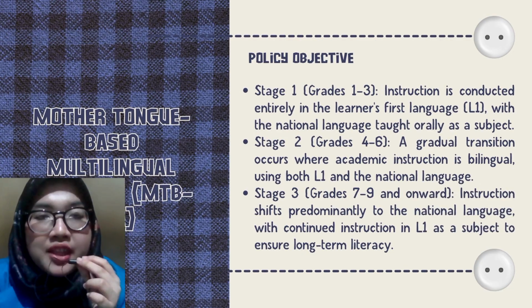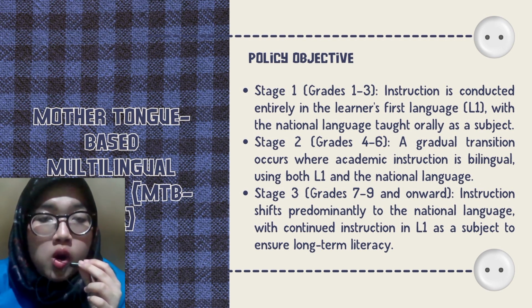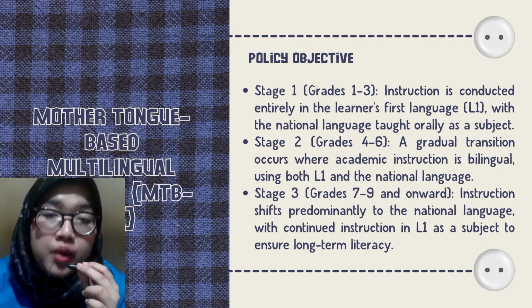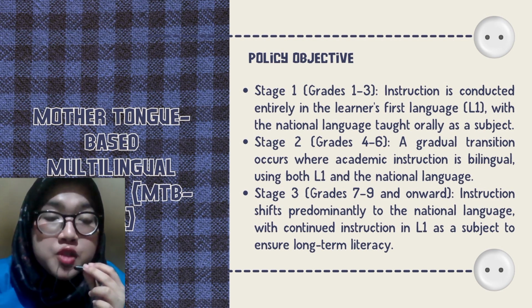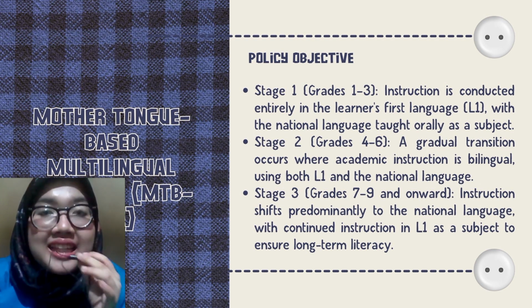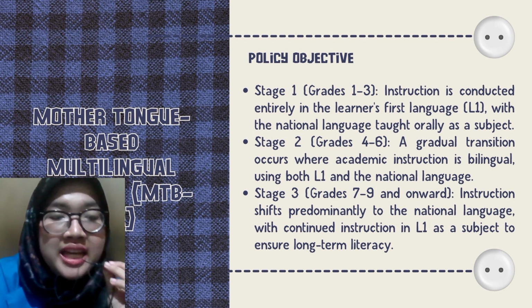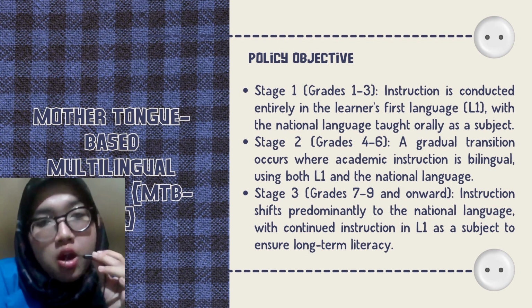Let's begin. The first method that I approach is Mother Tongue-Based Multilingual Education, or MTB-MLE. The implementation strategy: MTB-MLE is carried out in three stages, each based on the learner's grade level. Stage 1 is for grade 1 until grade 3. In the early years of schooling, students are taught entirely in their first language, the language they speak at home. The national language is introduced only as a spoken subject, not used for academic learning yet. This helps children build confidence and understand lessons better in a language they already know.